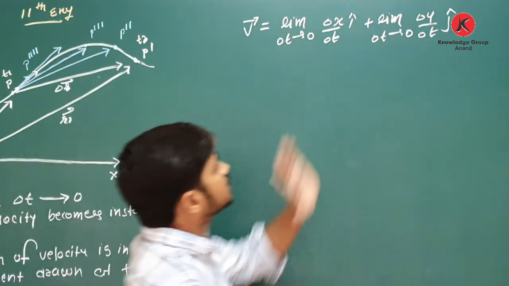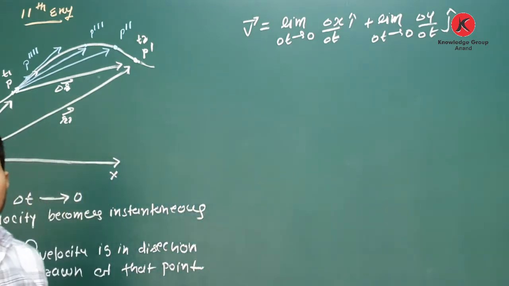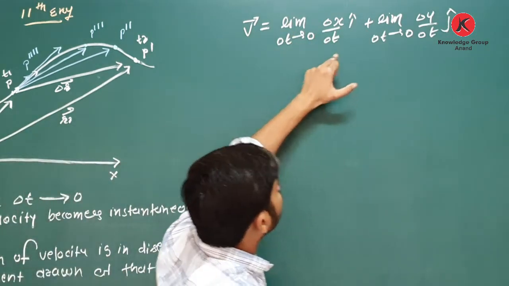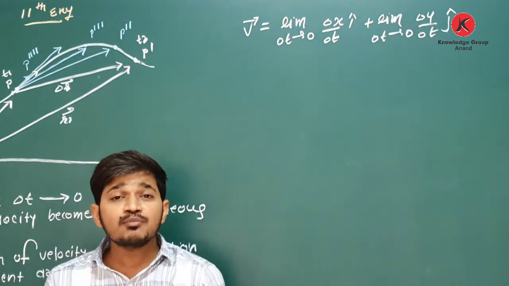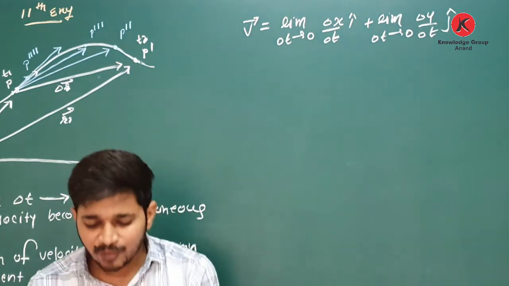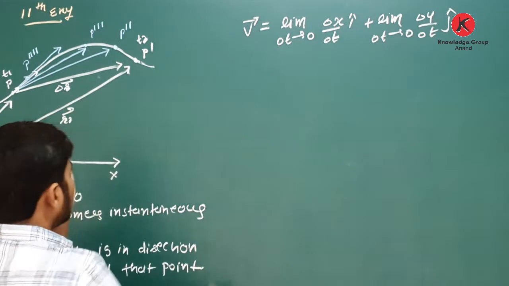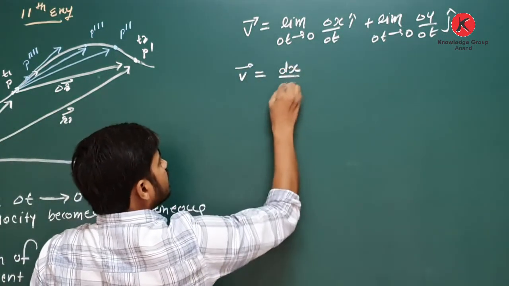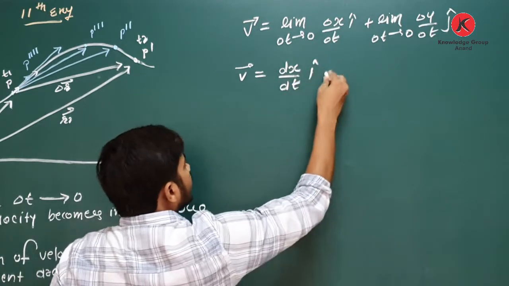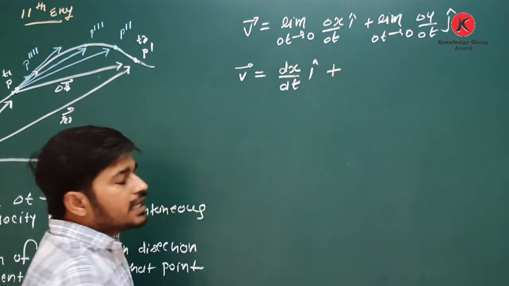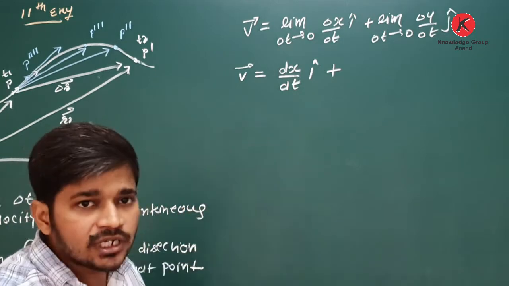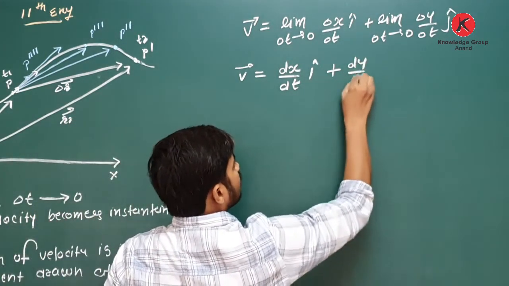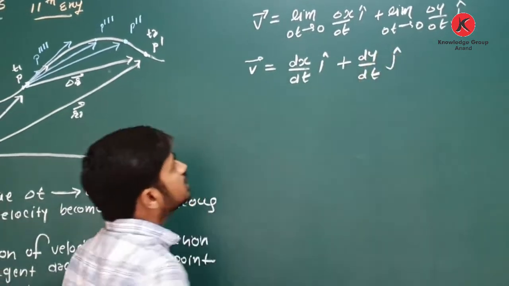So yes, I can write this term as this. Now, if you know chapter 3, limit delta t tends to 0, delta x upon delta t is called nothing but dx upon dt. If you remember, it is called dx upon dt. Then how to write this? V is equal to dx upon dt i caret, plus similarly limit delta t tends to 0, delta y upon delta t means it is the y component, dy upon dt. Here it is j caret.